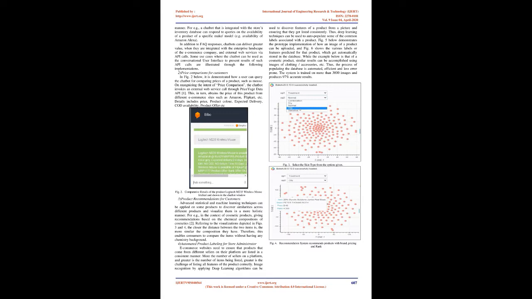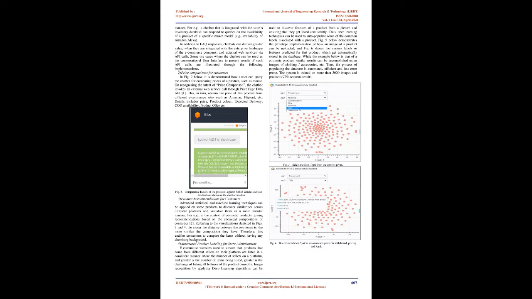4. Automated product labeling for store administrator. E-commerce websites need to ensure that products that come from different sellers on their platform are listed in a consistent manner. The more sellers on a platform, and the greater the number of items being listed, the greater is the challenge of listing all features of the product correctly. Image recognition by applying deep learning algorithms can be used to discover features of a product from a picture and ensuring that they get listed consistently. Thus, deep learning techniques can be used to auto-populate some of the common labels associated with a product.